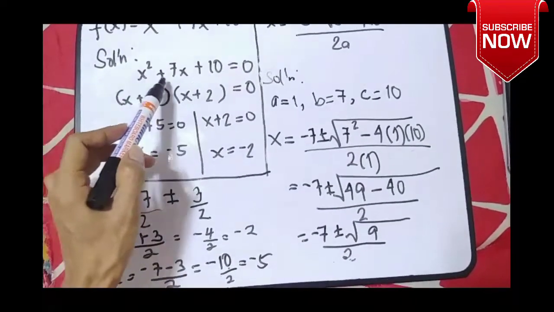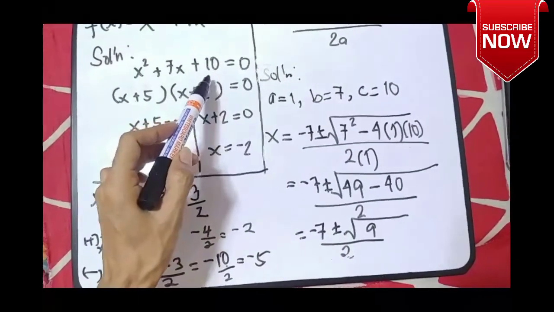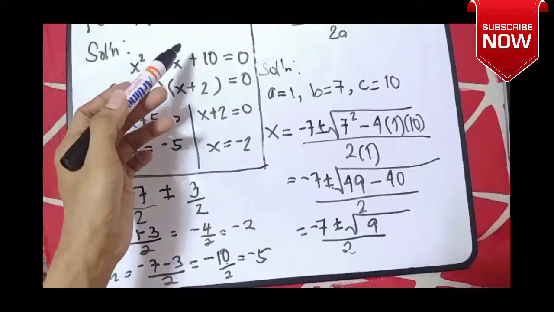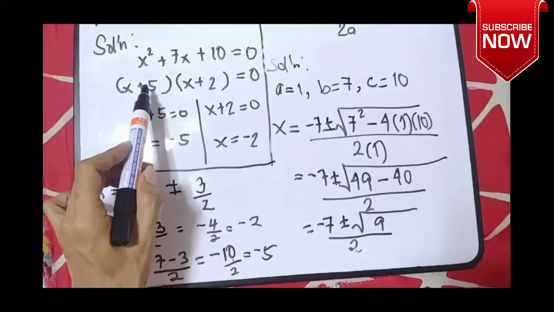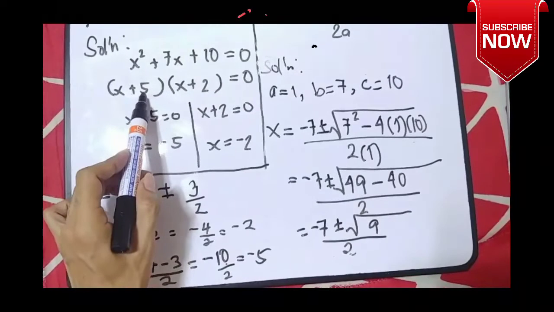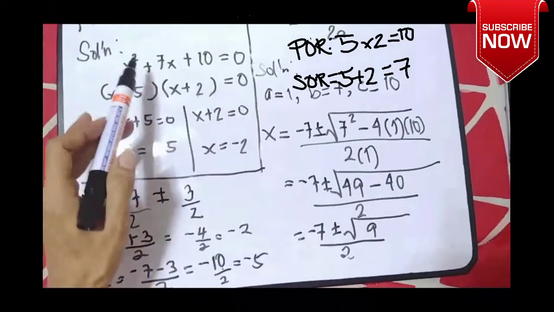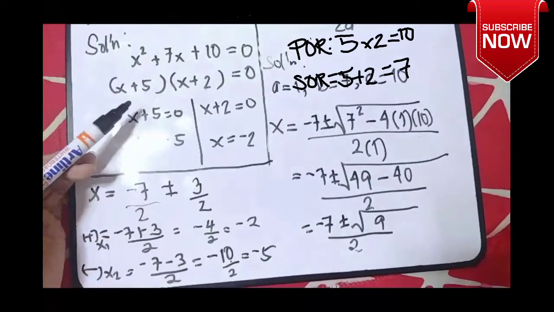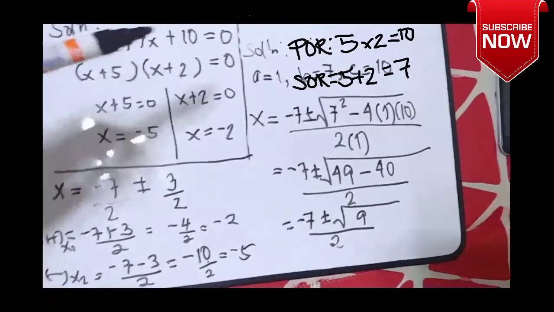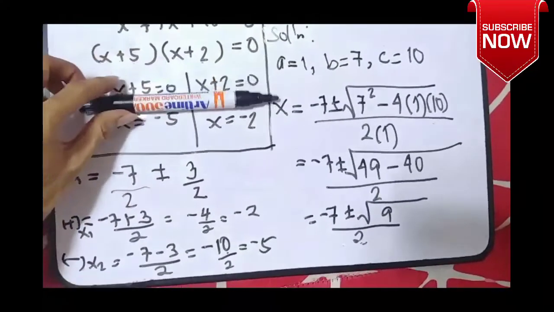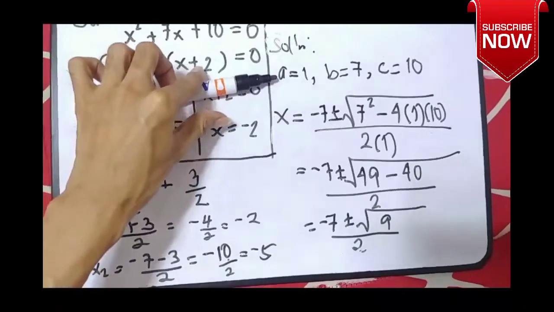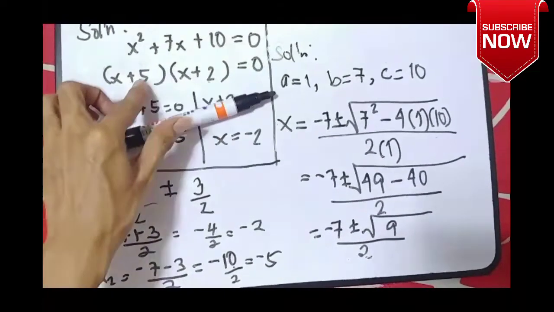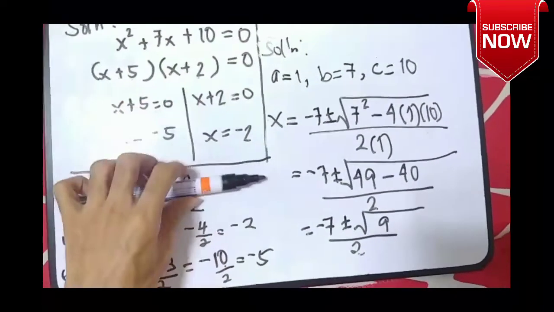Tulad nito, x squared plus 7x plus 10. Alam naman natin yung two numbers na pag minultiply natin, ang sagot ay 10, that would be 5 and 2. At the same time, pag inadd natin yung dalawa, 5 and 2, ang sagot is positive 7. So, kahit dyan pa lang tayo, alam na natin na ang sagot ay negative 5 and negative 2. Bakit negative 5 and negative 2? Dahil pag tinranspose natin, magiging negative.